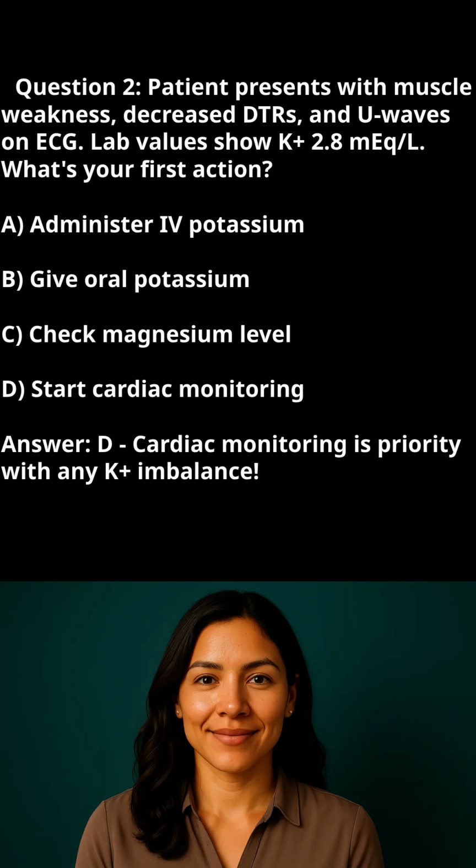A patient shows classic hypokalemia symptoms: muscle weakness, decreased deep tendon reflexes, and U waves on their ECG. Their potassium level is confirmed at 2.8 mEq/L. What's your priority nursing action? A. Start IV potassium replacement. B. Begin oral potassium supplementation. C. Check the magnesium level. D. Initiate cardiac monitoring.